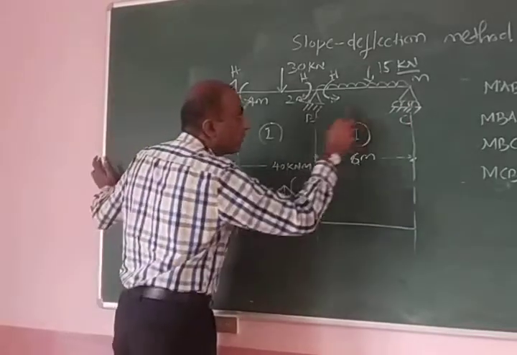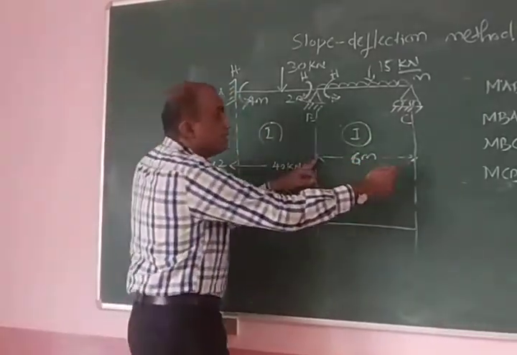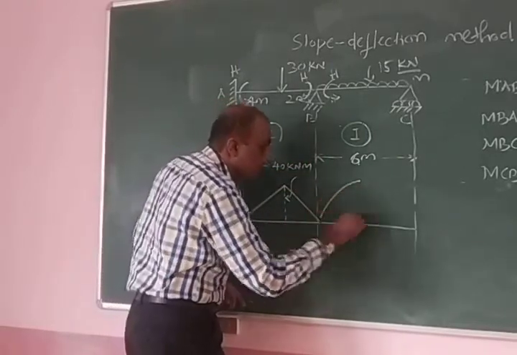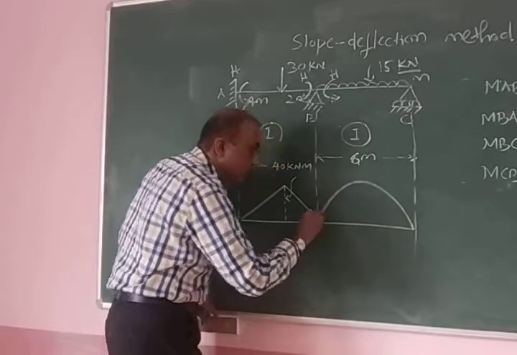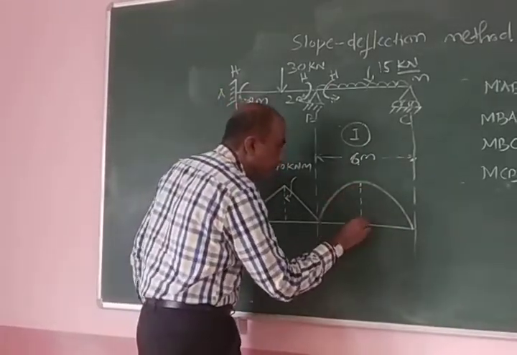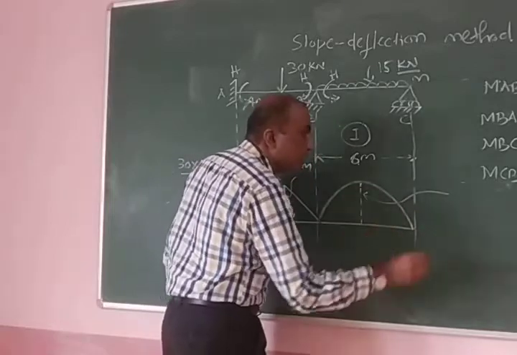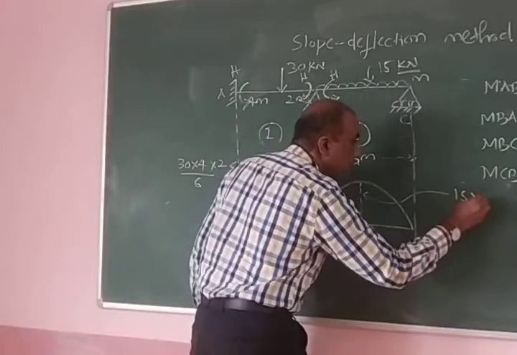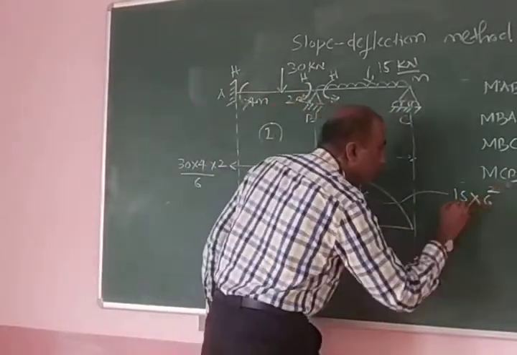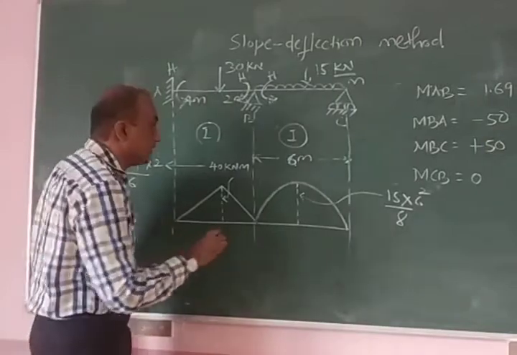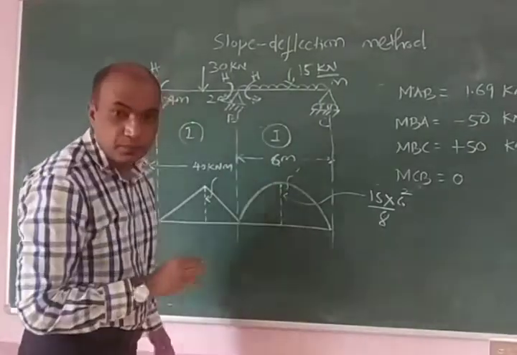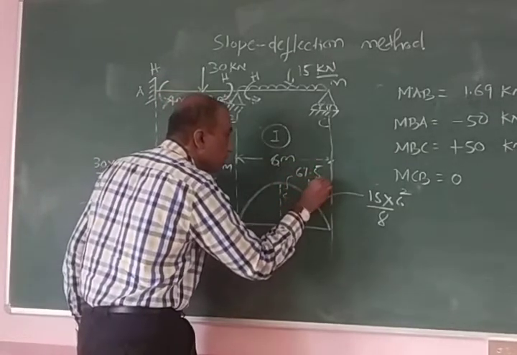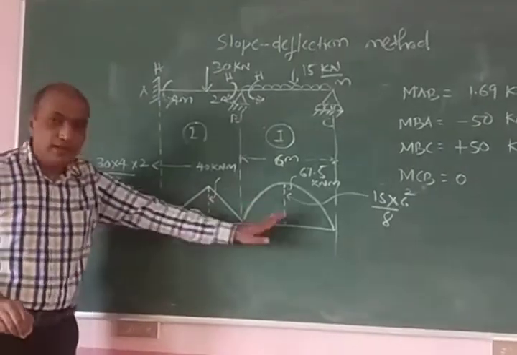Now what is the free bending moment diagram for BC? Consider BC as a simply supported beam, and the bending moment diagram is a parabola. What is the ordinate? You know the standard formula, W L square upon 8. W is how much? 15. L square, this is 6 square divided by 8. This is the standard formula. So it comes to 67.5 kilonewton meter. So this is the free bending moment diagram. This is sagging, this is sagging.